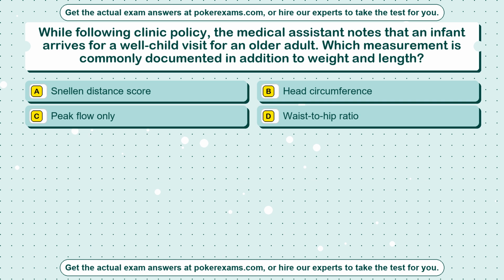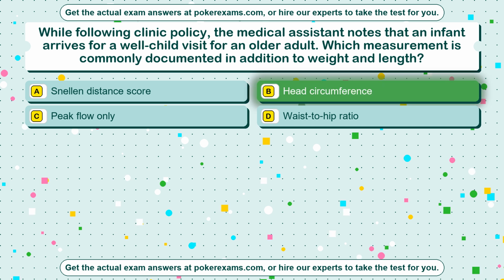Question 3. While following clinic policy, the medical assistant notes that an infant arrives for a well-child visit for an older adult. Which measurement is commonly documented in addition to weight and length? Option A. Snellen distance score. Option B. Head circumference. Option C. Peak flow only. Option D. Waist to hip ratio.